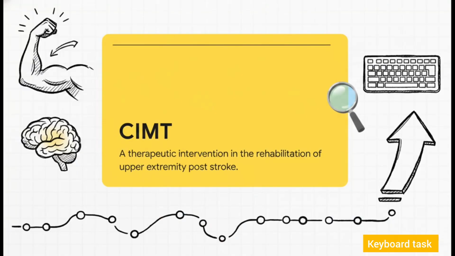So, CIMT stands for Constraint-Induced Movement Therapy. By definition, it's a therapeutic intervention used in the rehabilitation of the upper extremity post-stroke. Basically, we are talking about highly targeted recovery for the arms and hands. This isn't just generic exercise. It's a specialized clinical intervention designed to literally force that upper extremity to work, to adapt, and ultimately to recover its function. Everything we're going to discuss from here on out is completely anchored in that one goal.